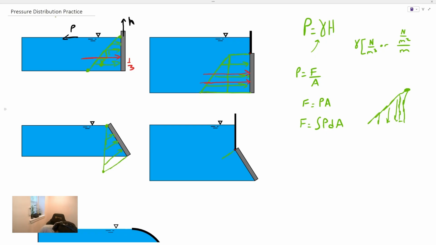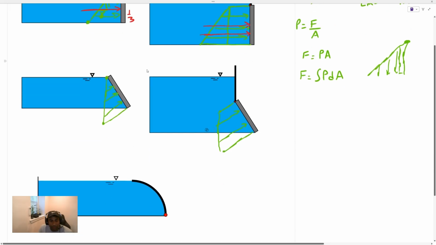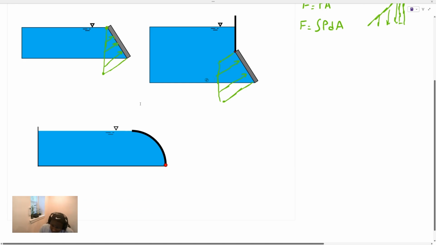Same thing right here. Again, we have a trapezoid. It's perpendicularly placed. So you guys kind of get the idea here of how to draw these pressure distributions. What about for a curved surface?